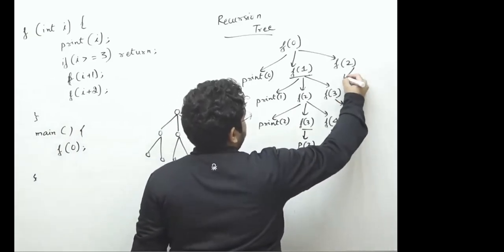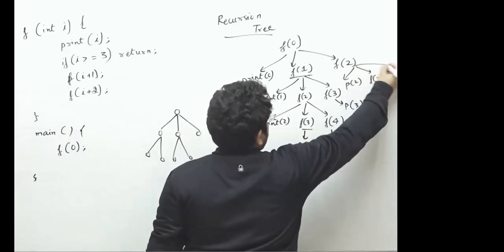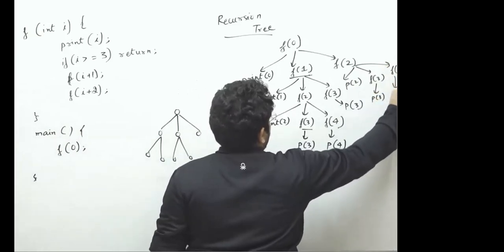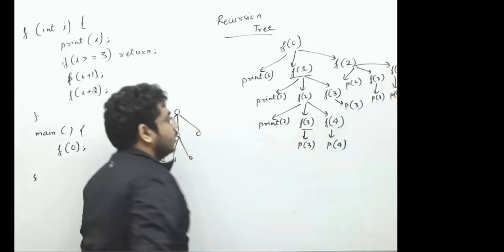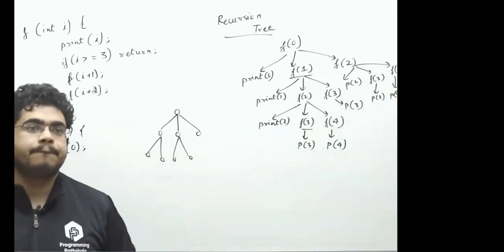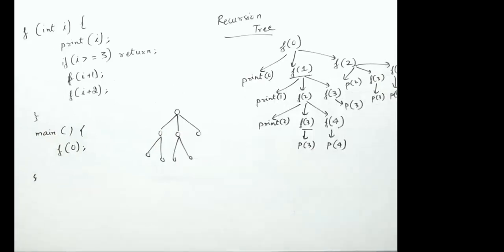This one, print 2, call f of 3, call f of 4. This one just prints 3. This one also just prints 4. Is the whole tree clear? Yes, no, repeat. Just try to wrap your head around this and see if this makes sense.